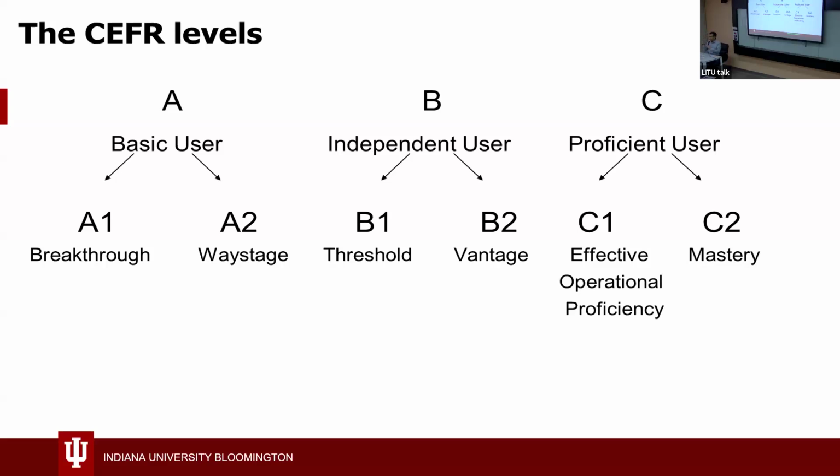And then each major level has two sublevels: A1, A2, B1 and B2, and C1 and C2, right? So these are sublevels for each major level. And then people think, hey, come on, even within B1 and B2 there are a lot of variations. Not all B1s are the same, right? Some B1s are better than other B1s, right?